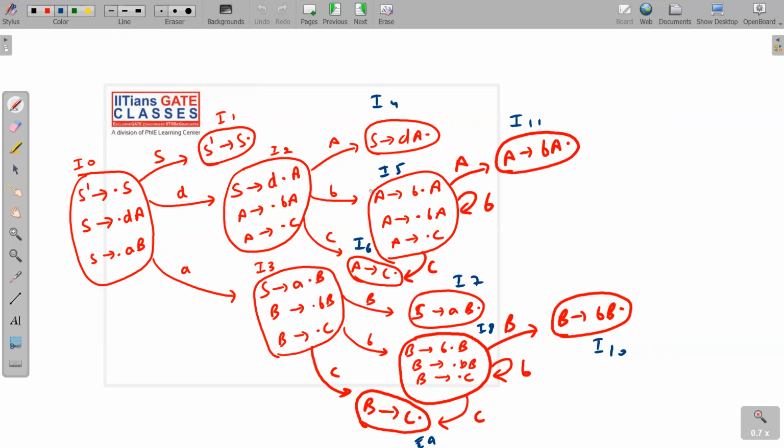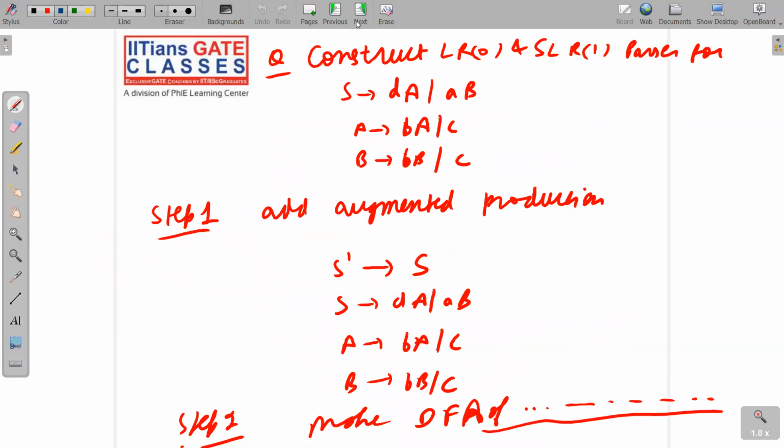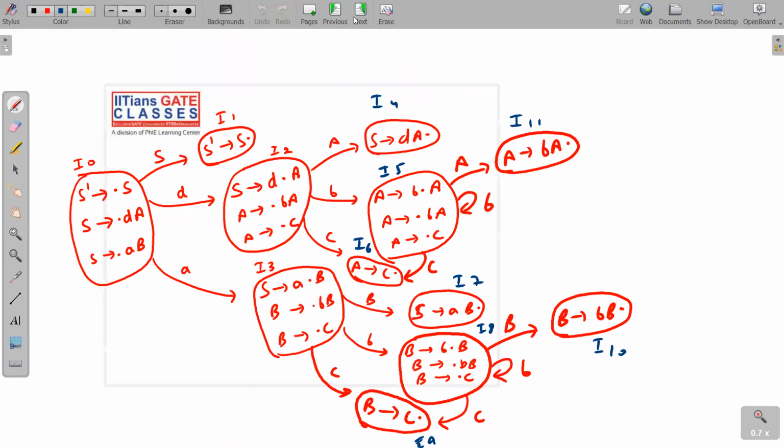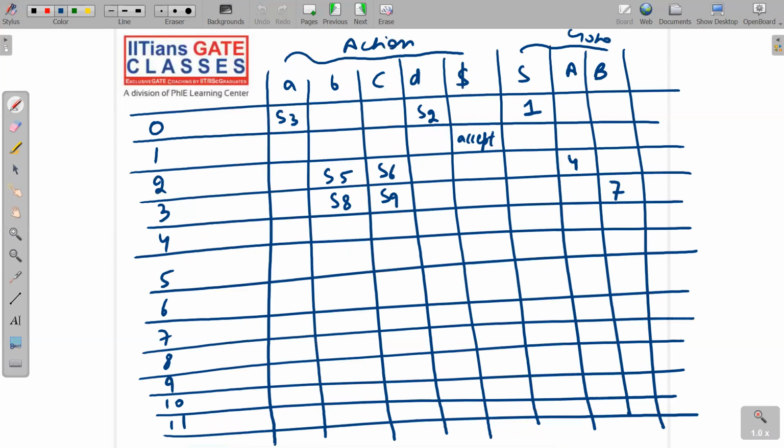Now I4. I4 is a final item, so you have to label the production rules. Let us suppose this is production rule number 1, number 2, number 3, number 4, number 5, and number 6. So what is the production rule? S goes to DA, that means 1. So in the entire action part I will write R1 for the LR0 parser. For SLR1, I will find the follow of capital S and put it there. Please note it down carefully.